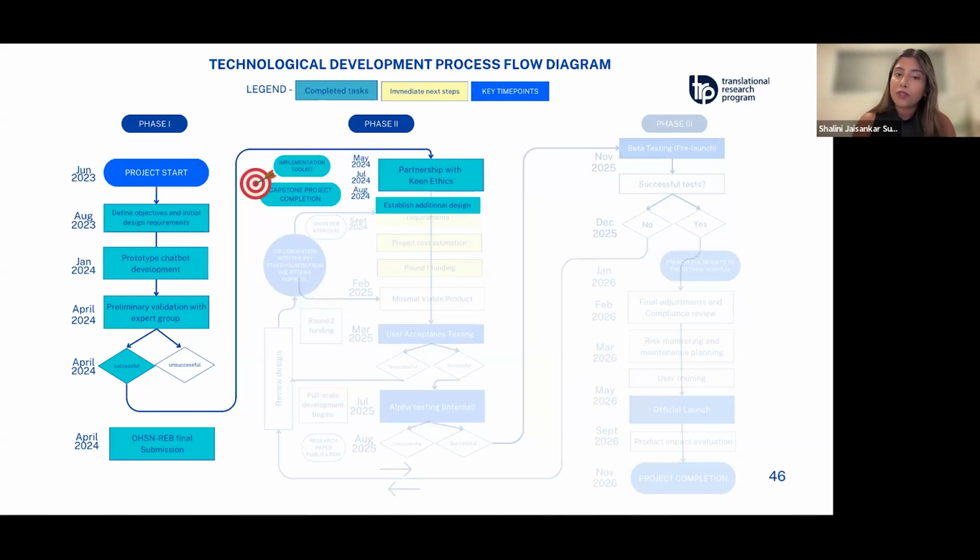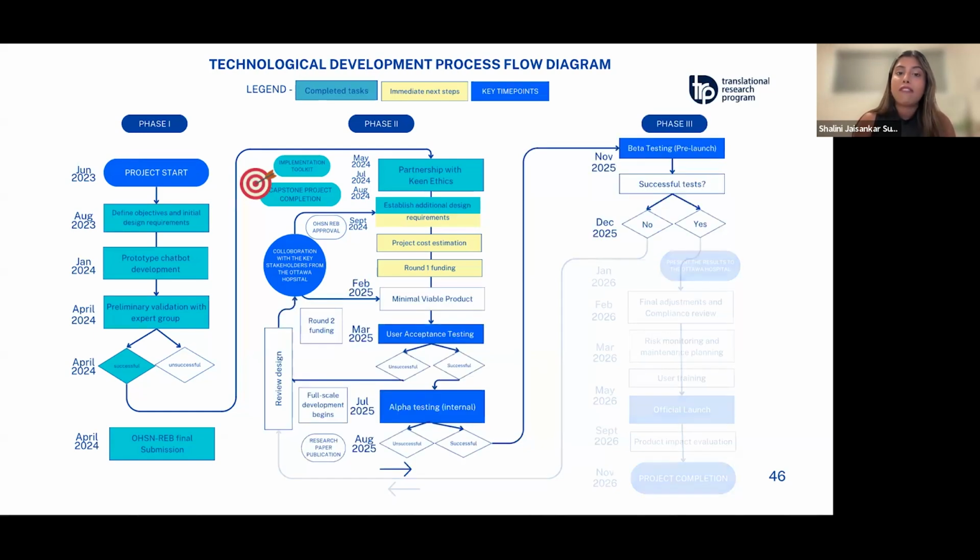Let's look at the technological pathway we anticipate our project will take. So far, with the support of the Translational Research Project Grant, we completed developing the prototype, conducting preliminary validation with clinical experts, submitted the REB application, and developed a toolkit and partnered with Keen Ethics to work on the chatbot design requirements. With this, we have completed our graduate project deliverables. Our next step, after our graduate timeline, could be finalizing the design requirements, estimating the cost, and applying for more funding during fall 2024.